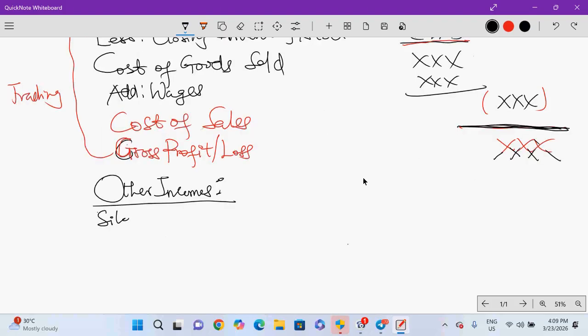Okay, so sales is one of the incomes, right? What else? Discount received. Okay, we also have discount received. What else? Rent received. Commission received. What else? Decrease in provisions. Decrease in provision. Okay, I'll write that later.